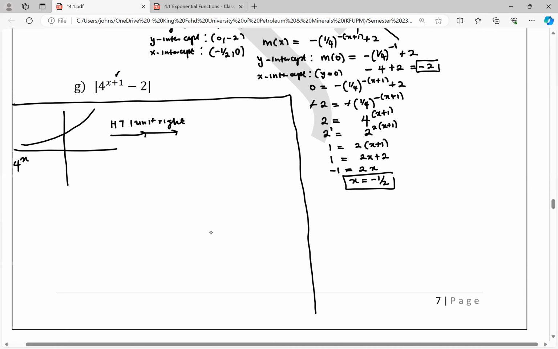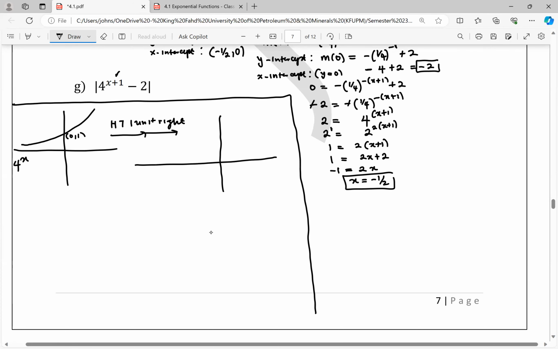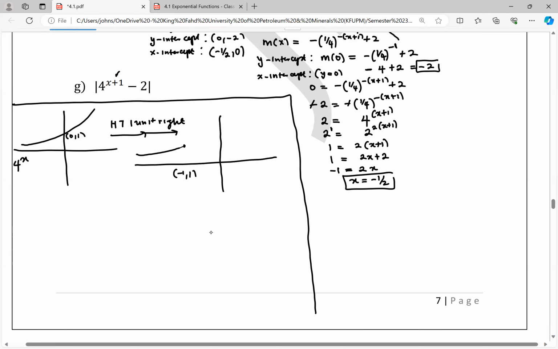If you go 1 unit right, it will become what? It will become something like this. So it means instead of 0, 1, you will come to this point, which will be minus 1, 1. So it will cut like this. It will keep going, right?